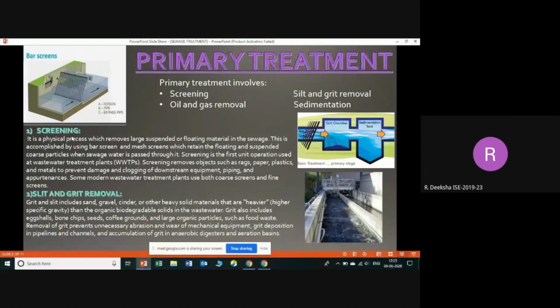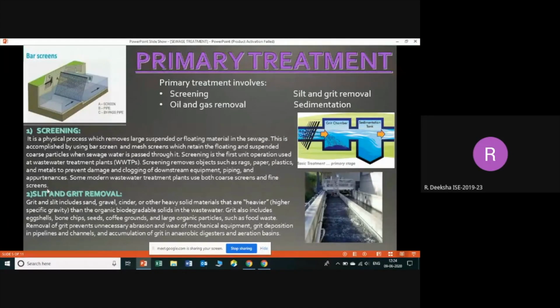Screening is a physical process by which we remove large suspended and floating materials like rags, papers, plastics, metals, etc., so that it does not damage the piping and downstream equipment. And also, it clears the clogging. Basically, we use bar screens and mesh screens. This picture shows us bar screens, and this one shows the mesh screens. And again, we have 2 categories: coarse screens and fine screens. Coarse screens are used to filter out large particles, and fine screens for smaller particles.